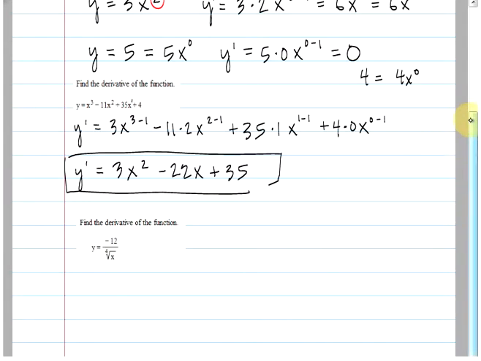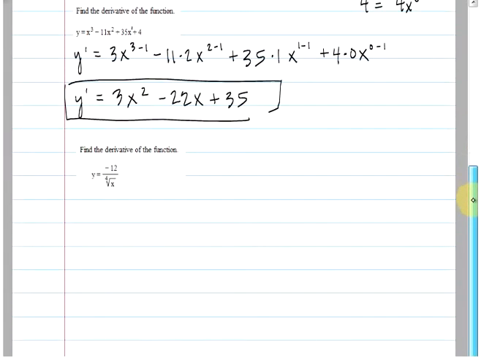Now on this last example, y equals negative 12 all over the 4th root of x. We're going to apply the power rule, but I chose this example because I wanted you to see that sometimes before we apply the power rule, we've got to do some work to our function first. So let's take a trip down memory lane and recall some algebra.